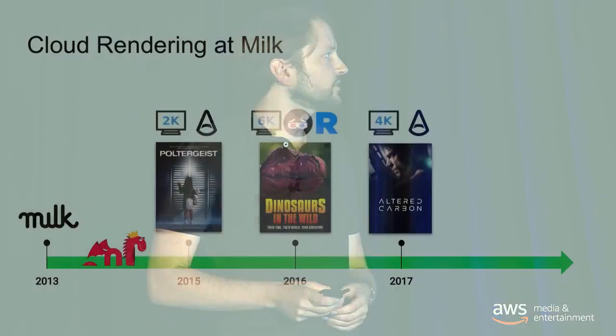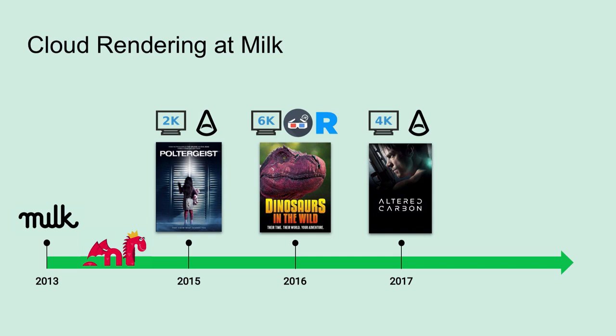A good example is when we worked on Altered Carbon. This project was 4K renders and back to Arnold. On that project, we didn't really think that we would be using the cloud, so we didn't do any development for that. But because there were multiple deadlines, multiple projects delivering at the same time, we ended up doing all the 3D renders in the cloud.